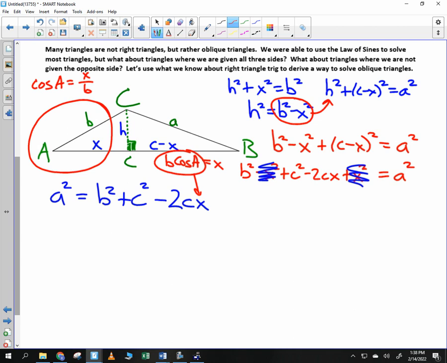So I just multiply both sides by B. So my new equation is A squared equals B squared plus C squared minus 2BC times the cosine of angle A.